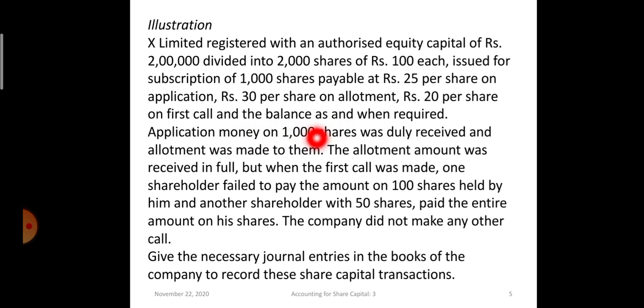Application money on 1000 shares was duly received, the allotment amount was received fully, but when the first call was made, one shareholder who held 100 shares failed to pay the amount, and another shareholder with 50 shares paid the entire amount. That means the second call's amount was also paid, that is call in advance. Now we have to pass the journal entries.